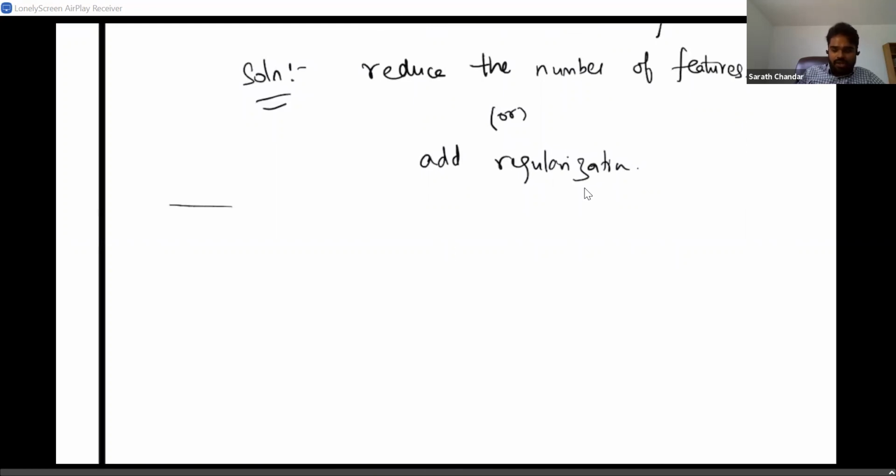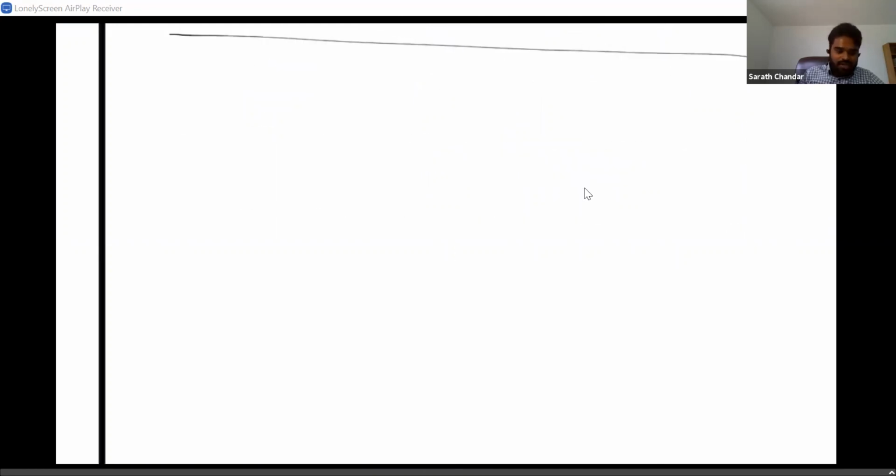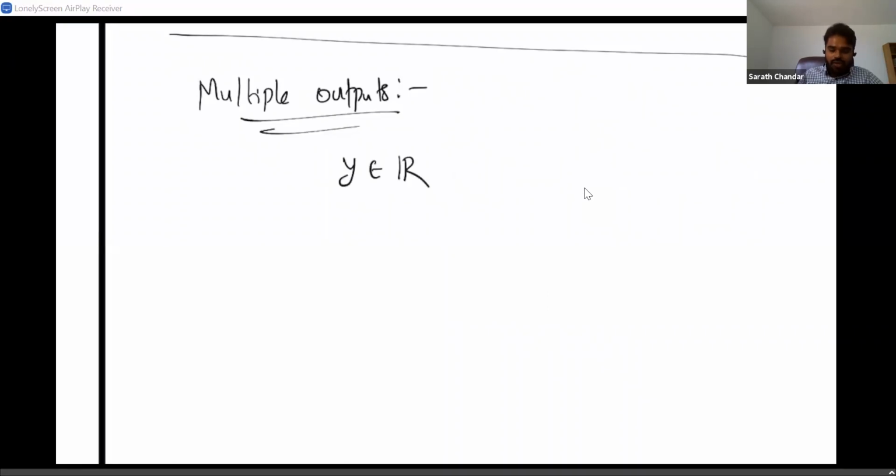Okay, so before we conclude, I just want to make one note, which is we have been talking about linear regression or nonlinear regression, but with just one output variable. But sometimes you might need to predict multiple output variables, or the output is a vector. So instead of y being R, y could also be R to the power k. Now, how do I modify my linear regression model?